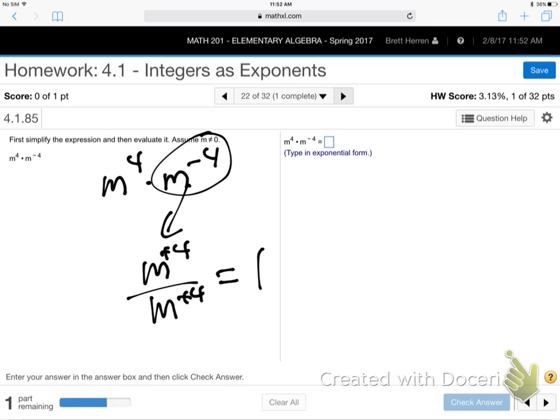Oh, is it? Yes. What do they want? Type an exponential form. Yeah, thanks, James. Let's back up. M to the 0 power, then it'll be 1. Totally. So I guess they're making you go painfully slow. Thank you. Let me back up and do it what they want.